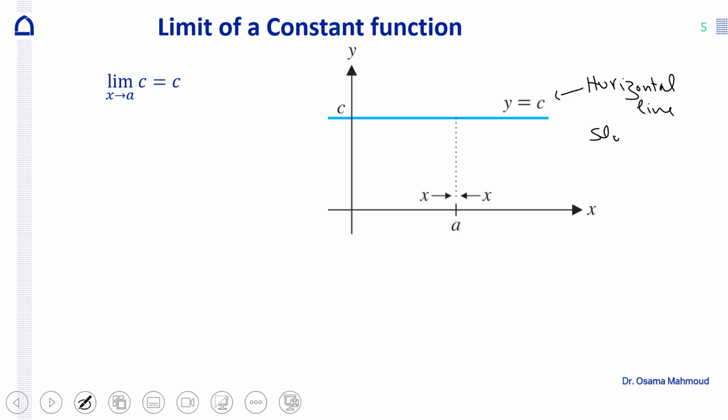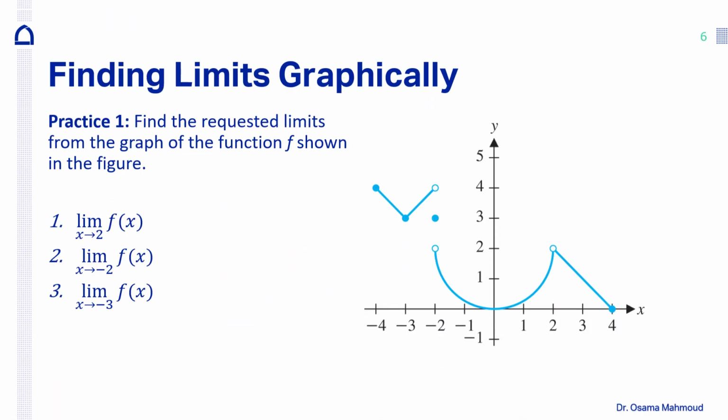A slope equal to 0. If you come from the left or right, you will reach the same height, which is a constant. So the limit is always the constant. So for this one, without thinking, this is 8, because this is a constant function and the limit at any point is equal to the constant.